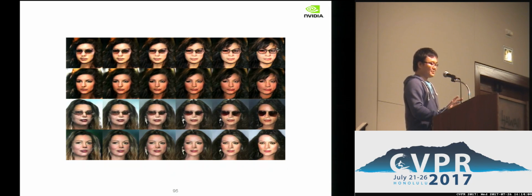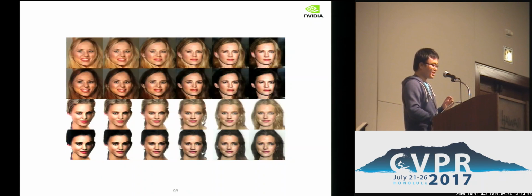For example, you can see that the faces here seem to be more pale compared to the bottom one. So some attributes change together, which is quite interesting to observe. And also you can change the hair color.